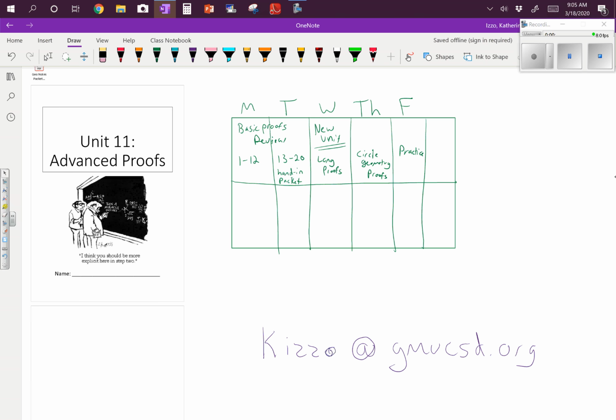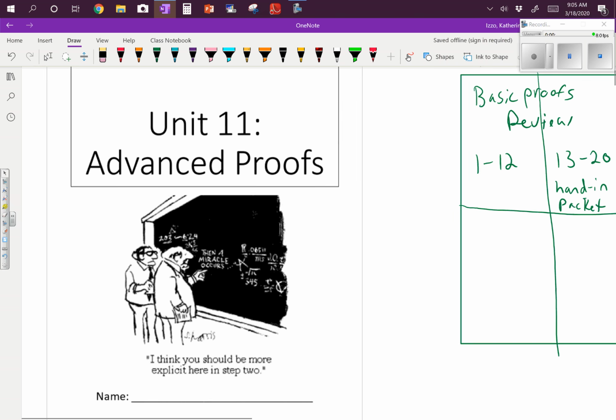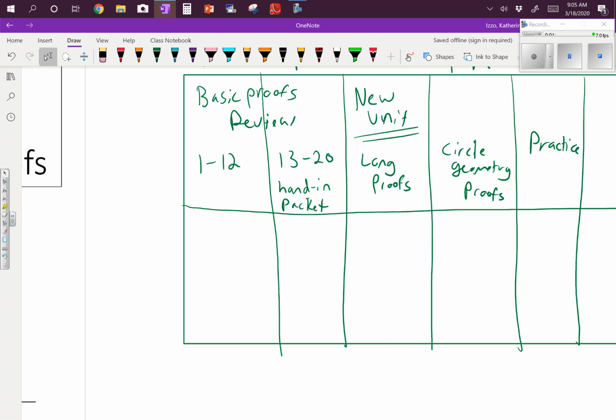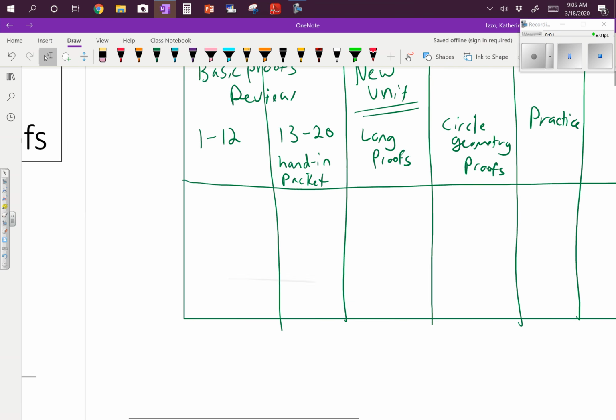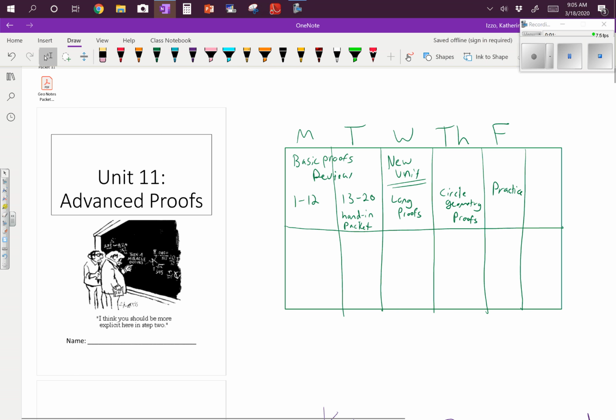Okay. So we're going to take a look at advanced proofs. Today we are looking at long proofs. Tomorrow we will be looking at circle geometry proofs, and Friday will be practice. Now, I do have these packets. Yes, they're in my classroom, but they can't get to them, Squirrel. So I will post this online. Right now you're just going to have to work with whatever paper you can find.